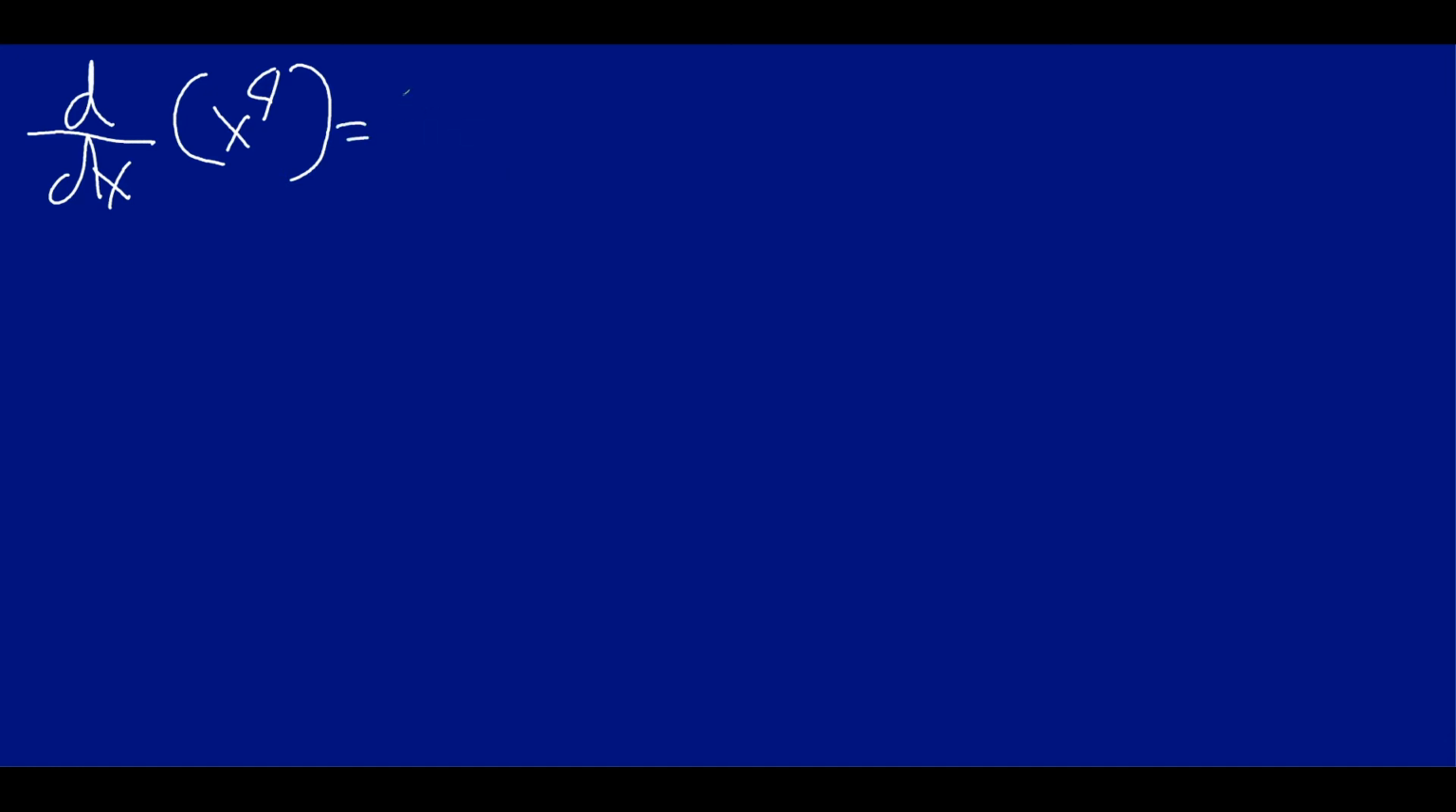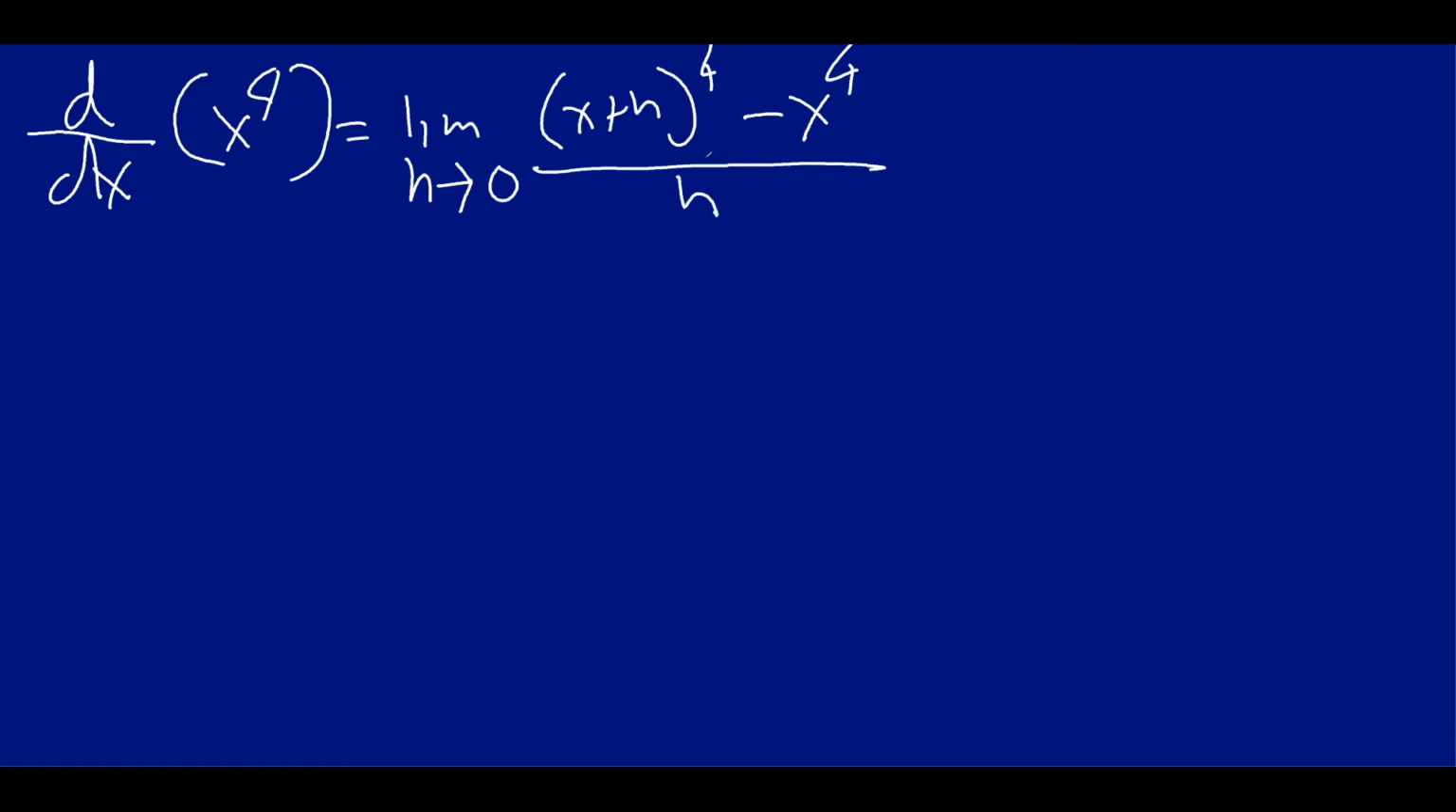So it's going to equal the limit of h approaching 0. And so when we plug this in, again, I'm assuming you're already familiar with the limit function and how you can use limits to calculate derivatives. So that's going to be as follows. It's going to be the limit of h approaching 0 of (x plus h) to the fourth power minus x to the fourth power, all this over h, like so. Again, these are things that we've talked about in the past.